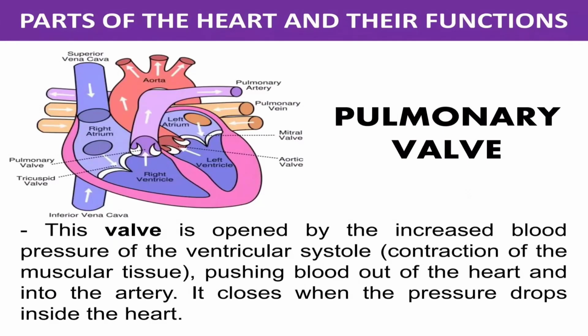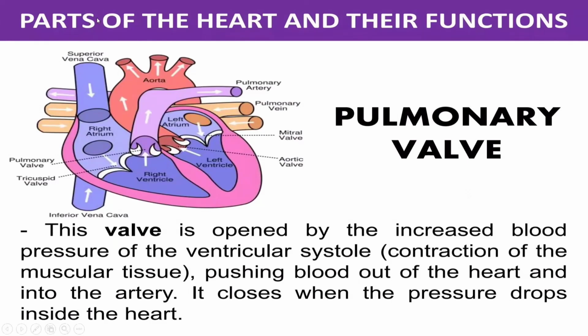Next is the pulmonary valve. The valve is opened by the increased blood pressure from the ventricular systole, the contraction of the muscular tissue, pushing blood out of the heart and into the artery. It closes when the pressure drops inside the heart. We can easily see this valve over here.